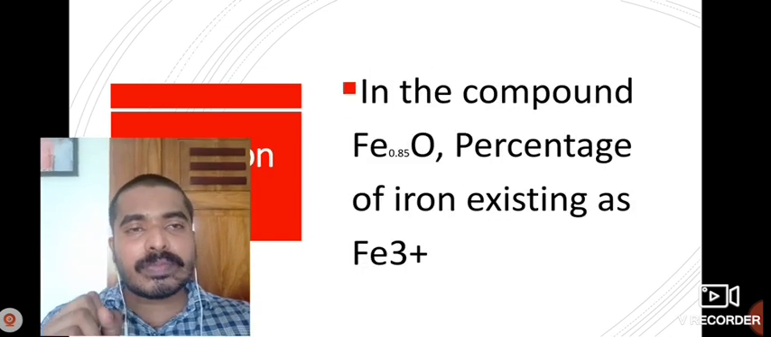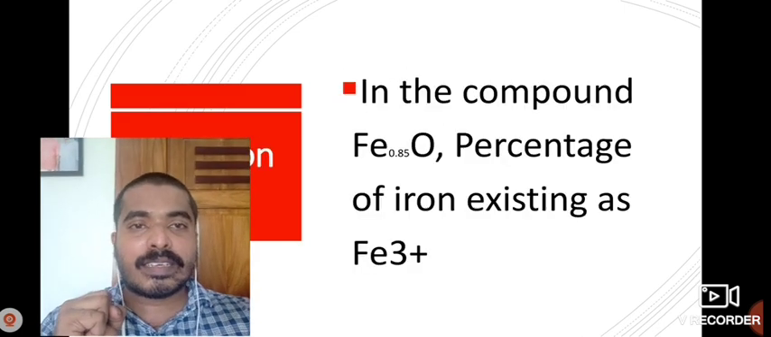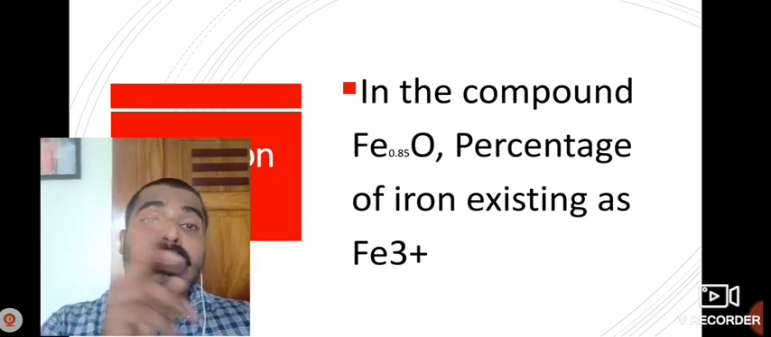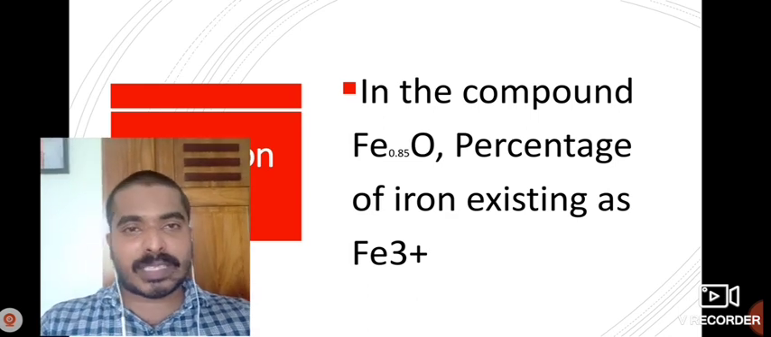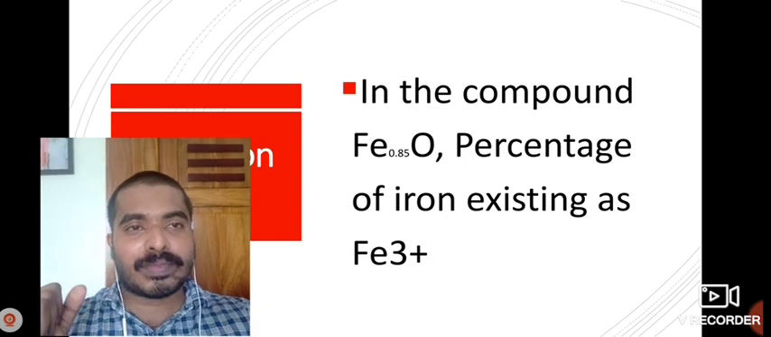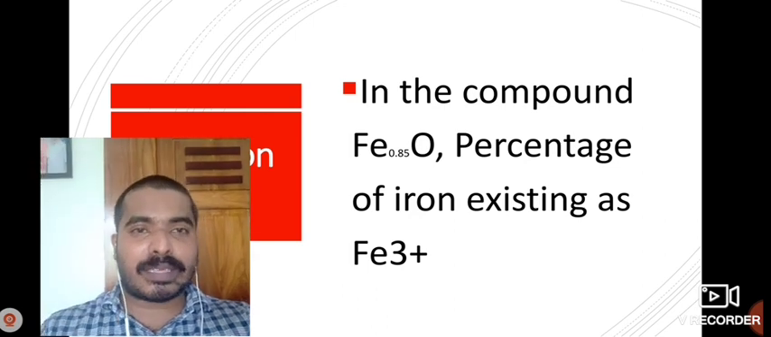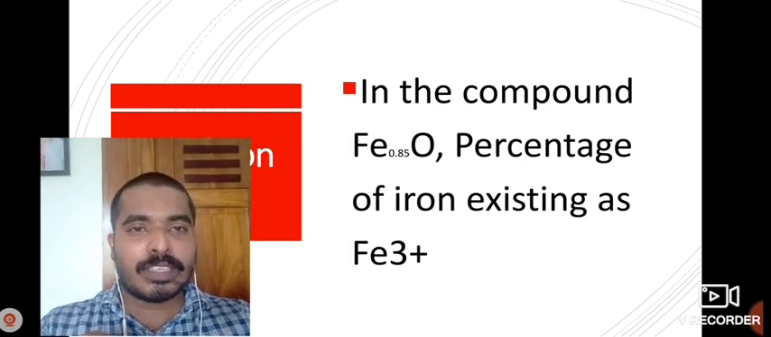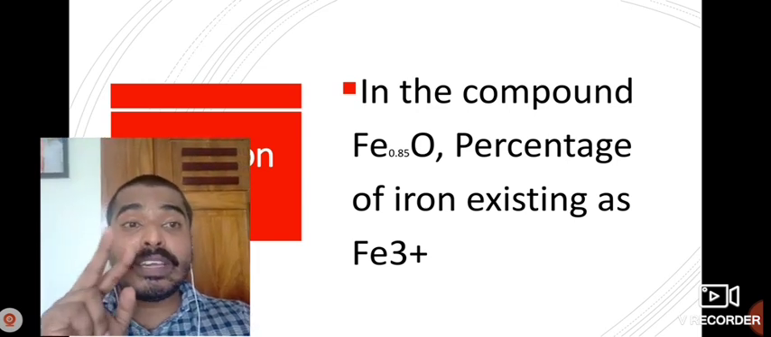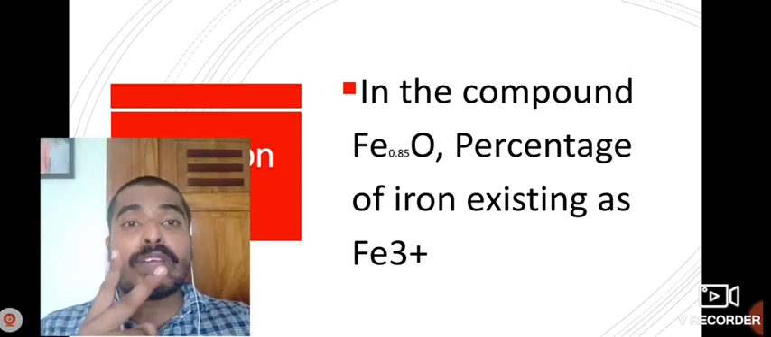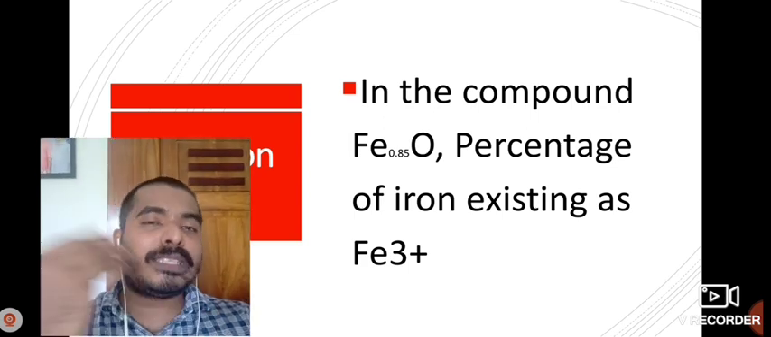Now listen, if one Fe2+ is missing, that will affect two other Fe2+. Two other Fe2+ will upgrade to Fe3+ to compensate that loss. If one Fe2+ is missing, two Fe2+ will become Fe3+. Then only that loss can be compensated. So remember that ratio. For every Fe2+ missing, two Fe2+ will be changed to Fe3+. That means two Fe3+ are generated. For one missing Fe2+, two Fe3+ will be generated.